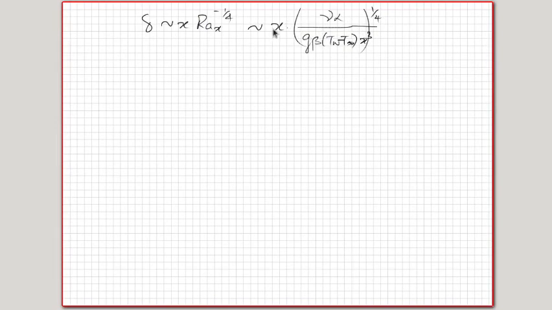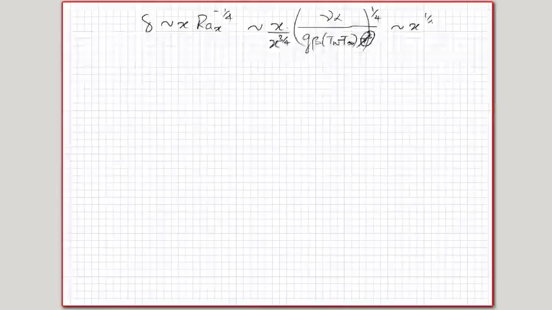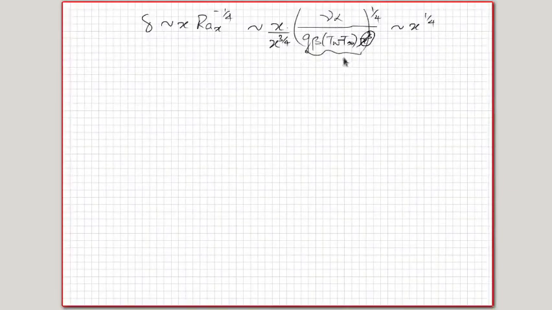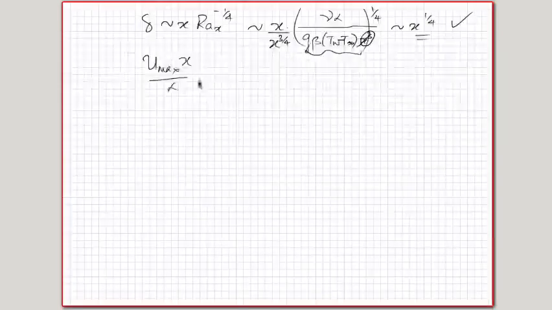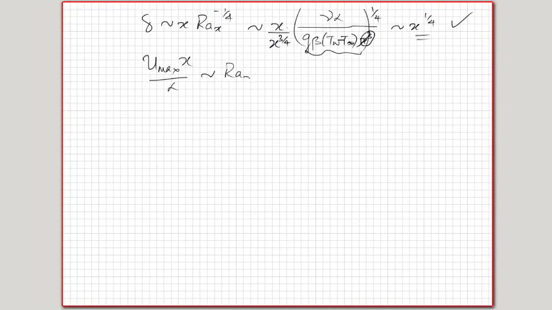The others are constant. X, this comes out here. So this I can take out from here and write it as x to the power of 3 by 4, which goes as x to the power of 1 by 4. Okay, so if I take this as some constant, so this is some constant times x to the power of 1 by 4. That is what you get here. So this is verified. Similarly, you said u max into x by alpha is of the order of Ra x to the power of half. This is what we had said earlier.